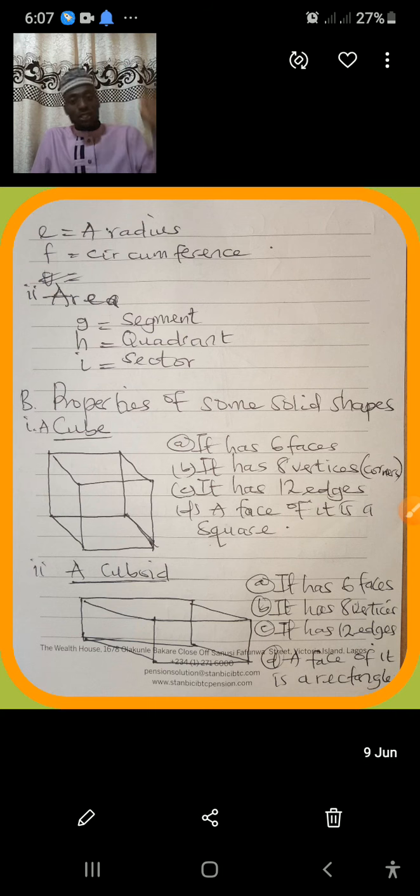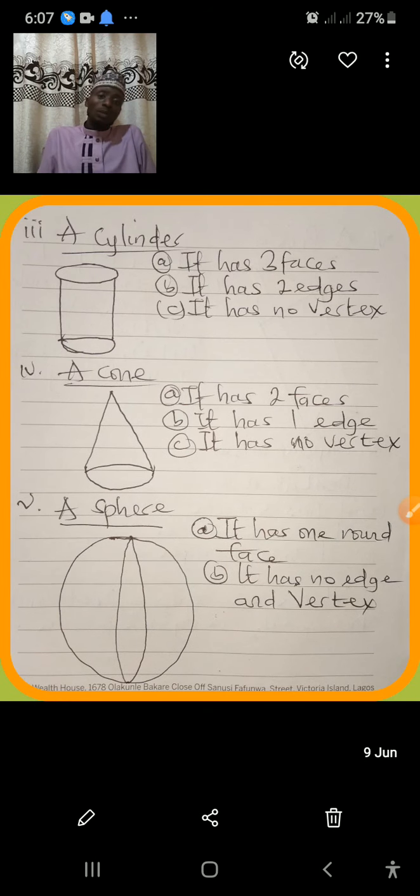You know edges. It has 12. If you count it, you see that it has 12 edges. And a face of it is a square. So it is a square that they use in making a cube. And if you are asked a question on the 6 faces, 8 vertices, 12 edges, that's a cube for you. Even a keyboard, the same thing. Keyboard has 6 faces, 8 vertices, 12 edges, and they use a rectangle to make a keyboard. So that is that on cube and keyboard.